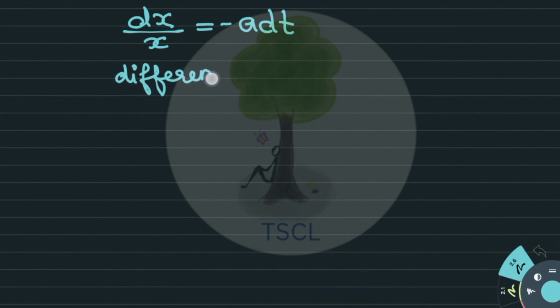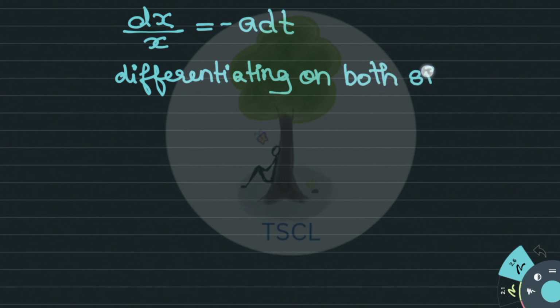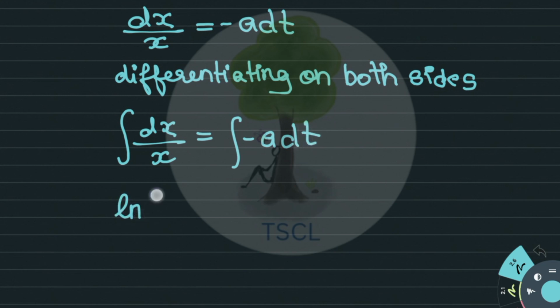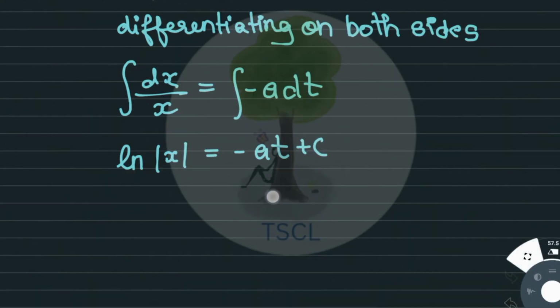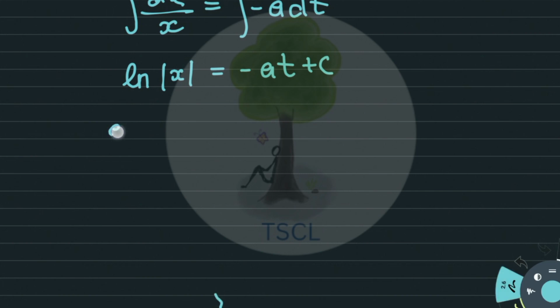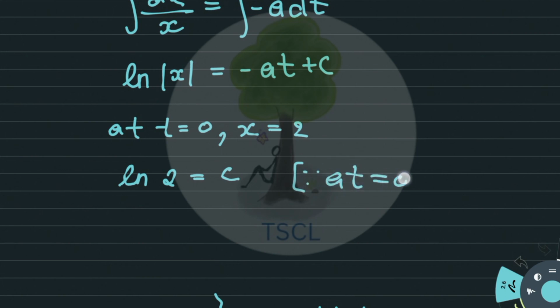Integrating on both sides, dx by x is equal to minus a dt. This gives log x is equal to minus at plus c. Now at t is equal to 0 and x is equal to 2, natural log 2 is equal to c, since t is equal to 0.